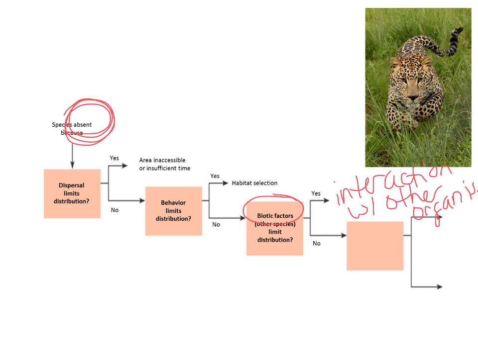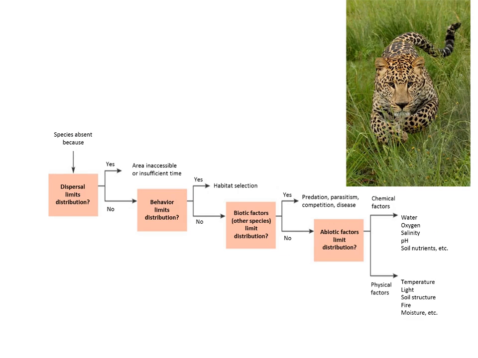From there, our next step would be to look at the abiotic factors. These would be things like chemical factors: is there enough water available? Is the water too salty? Is the pH okay? Is oxygen available? These could make it so the species is absent. Because we're at the end of our chart now, these could also limit the species.